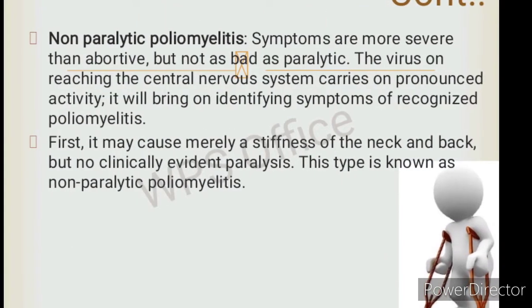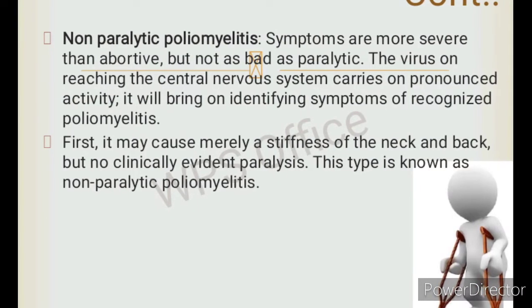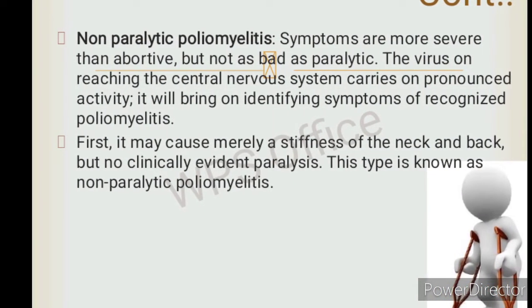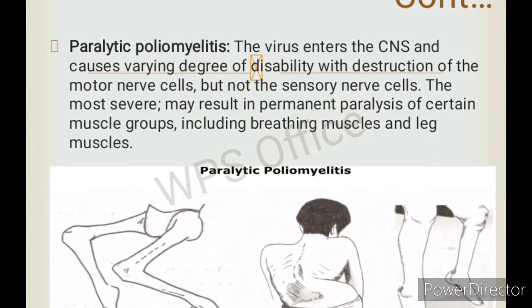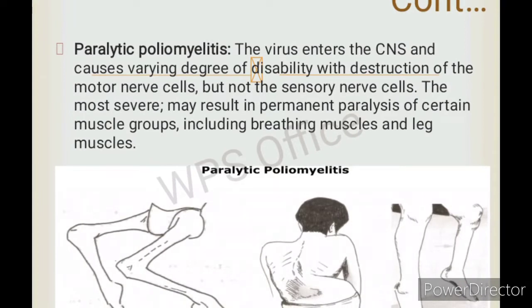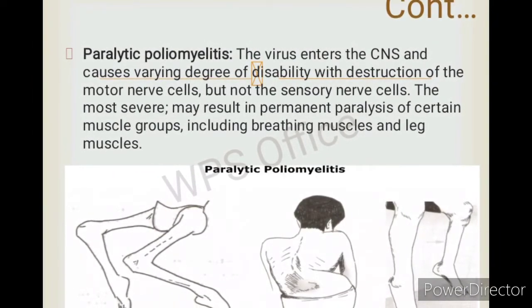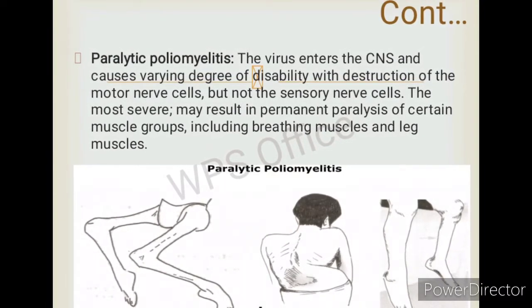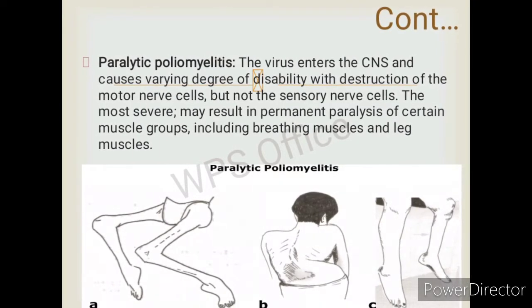In the second, non-paralytic poliomyelitis, some symptoms like stiffness of the neck and back are there, but there is no paralysis. But the last one is paralytic poliomyelitis. The virus will enter the CNS, and there will be paralysis, mainly in the muscles, including the muscles of the leg.